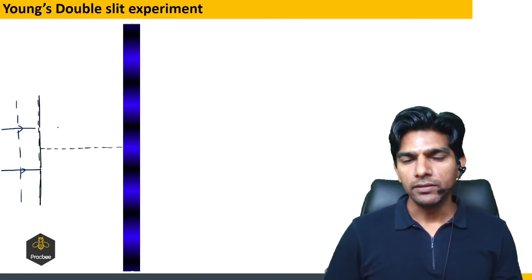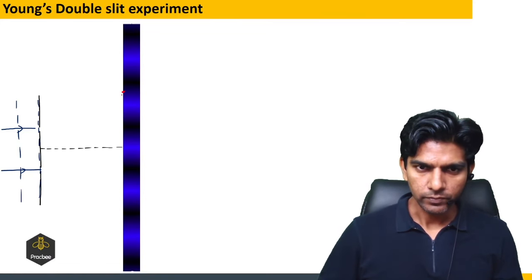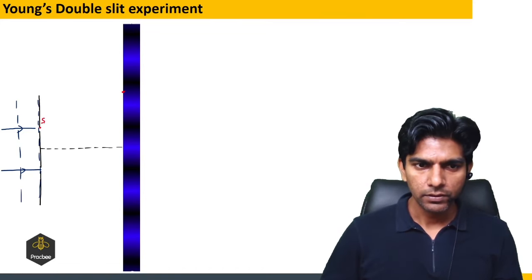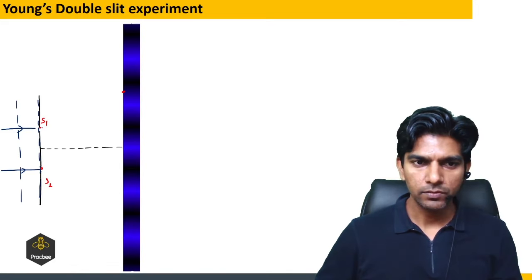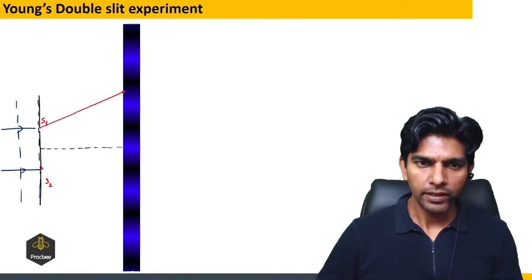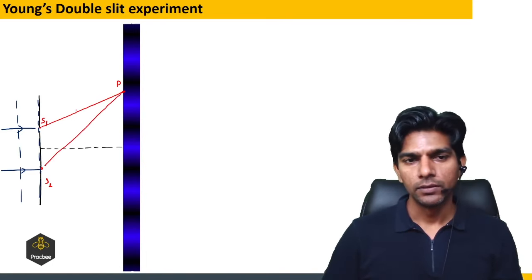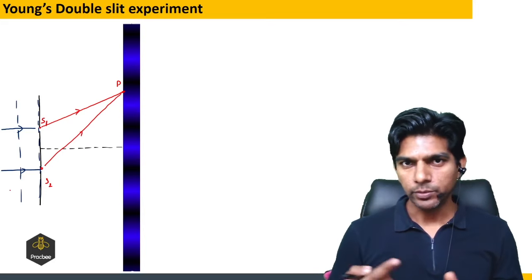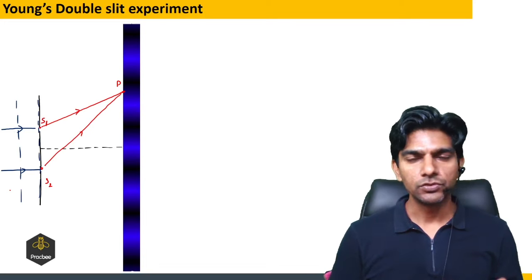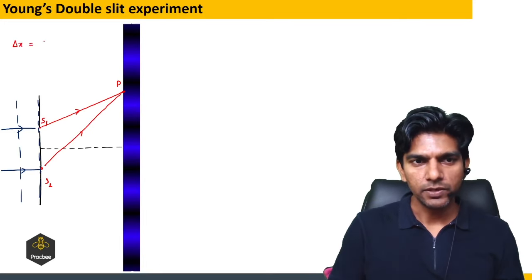Now, in order to find the intensity at a particular point on the screen, we can draw two rays from the sources. There is a ray S1P and there is another ray which is S2P, right? These are the two rays. So in order to find the intensity at a point on the screen, we should know the path length difference. Here, the path length difference will be given as S2P minus S1P, right?